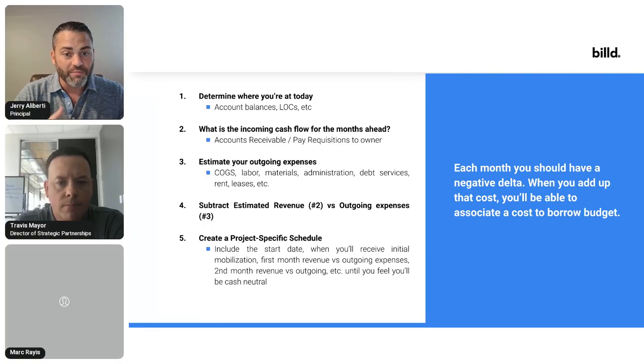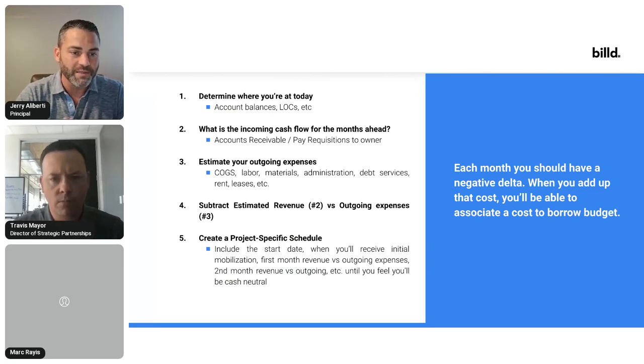Then your next step is to estimate your outgoing expenses: your cost of goods, the labor, materials, your back office, your administration, the debt service you currently have in play, the rent, your leases, et cetera. And again, you'll go out several months, 6 months, possibly a year if you can, and then you'll break out maybe the next couple of months into a per week basis.